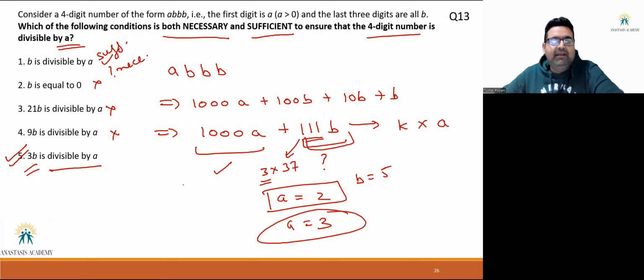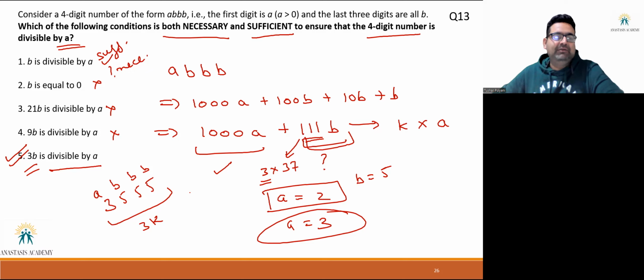I hope you understand that. I can give an example also. Let's say I took B as 5 and A as 3. So 3, 5, 5, 5. Even though B is not divisible by A, the sum of digits, 5 plus 5 plus 5 plus 3, is 18, so it is a definite multiple of 3. So it is not necessary that B is divisible by A. It is sufficient, but it is not necessary. In that sense, it was a bit tricky problem.